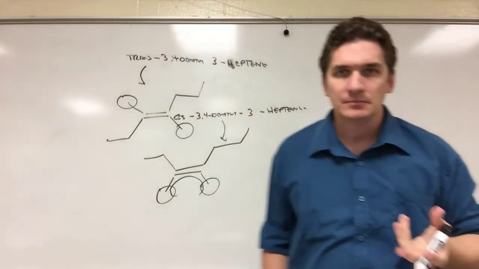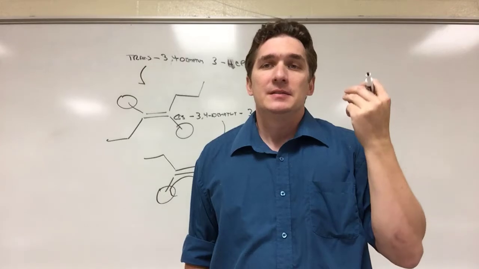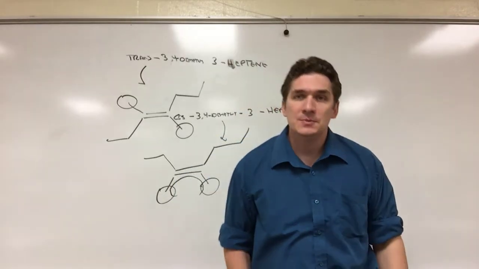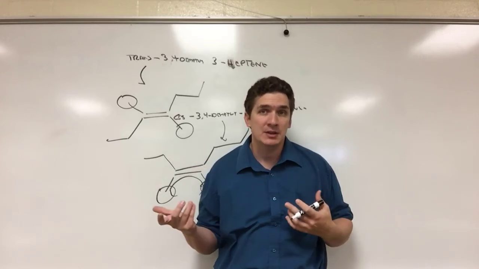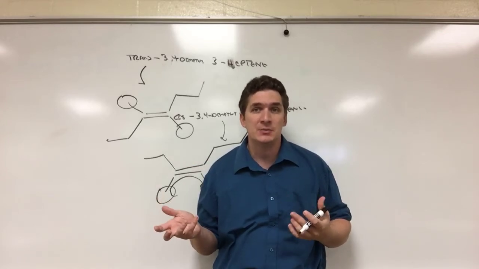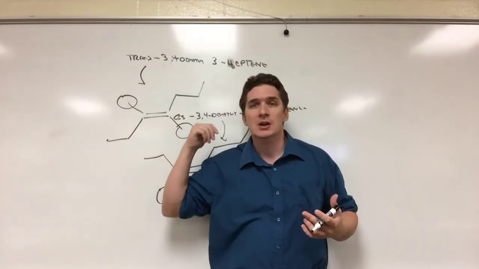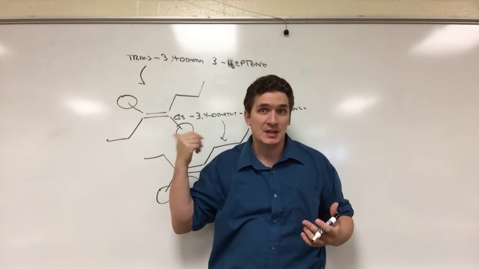So, what was the point of this video? Cis-trans is limited. Two groups have to be on opposite sides of the double bond and they have to be the same group. So in this case, we have two methyls. So when we say the cis-trans and we draw out the compound, we're going to look for the two groups that are the same.